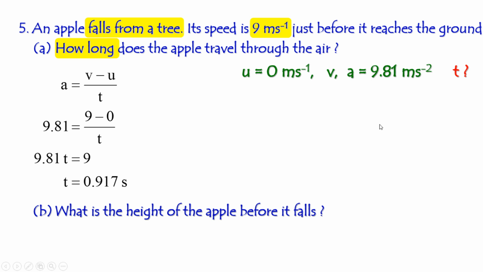And for part B, when they start from 0 and then fall to the ground, and the final speed is 9.9 meter per second, can you find out the height?